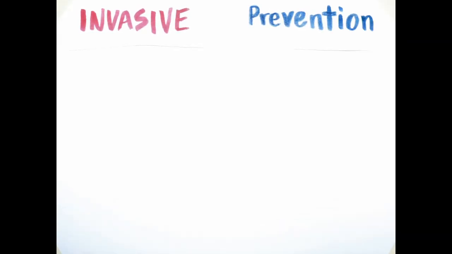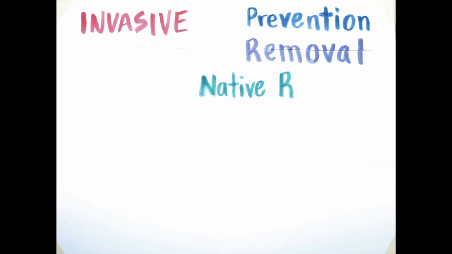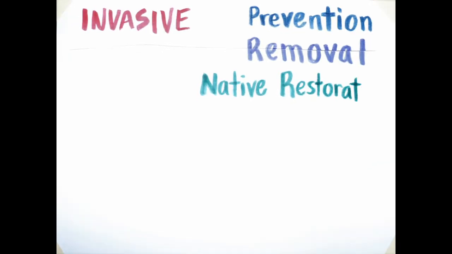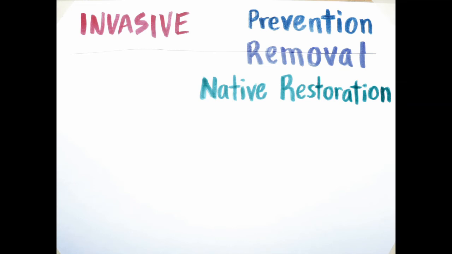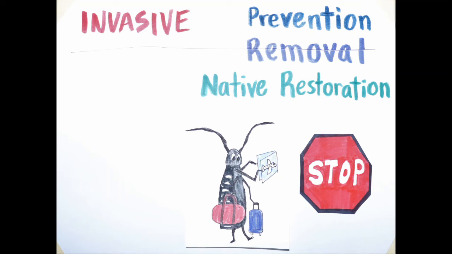Now we know what an invasive species is, but what can we possibly do about them? We can do three things: prevention, removal, and native restoration. The best way to stop invasives is prevention in the first place. We must promote laws that inspect foreign travel of plants and animals to ensure invasive species aren't hitching a ride.